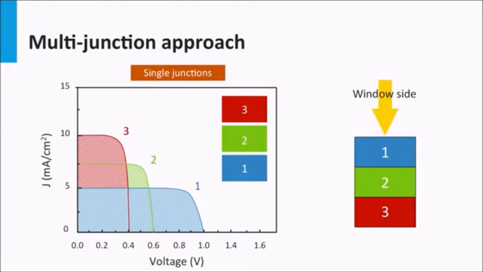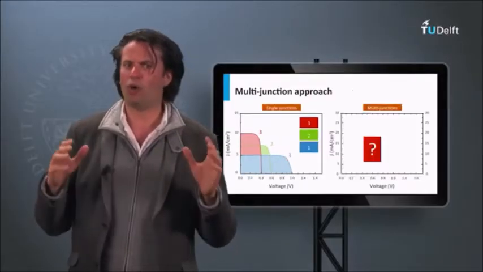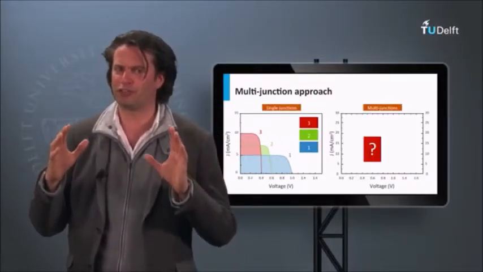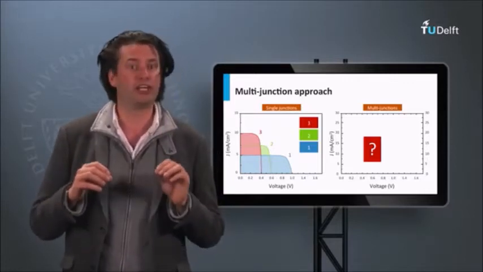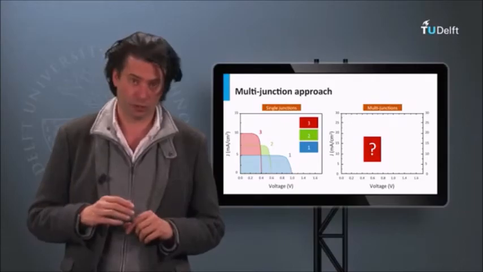If you would like to make a triple junction out of these 3 p-n junctions, p-n junction 1 will act as the top cell, p-n junction 2 will act as the middle cell, and p-n junction 3 will act as the bottom cell. What would the JV curve of a triple junction look like? First, we will consider the equivalent electric circuit.